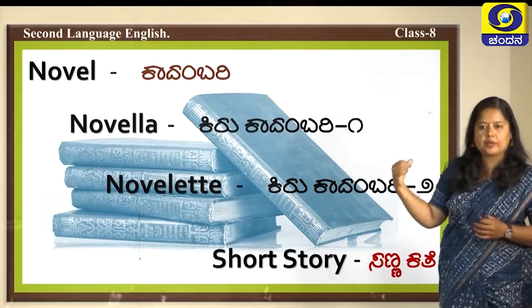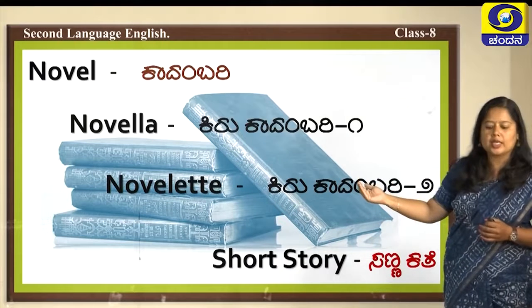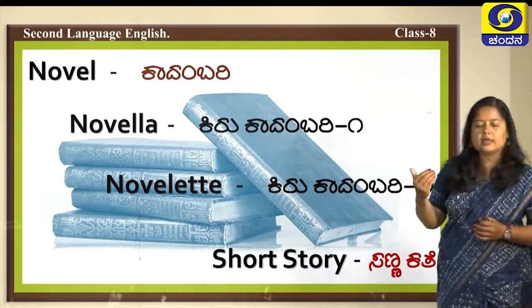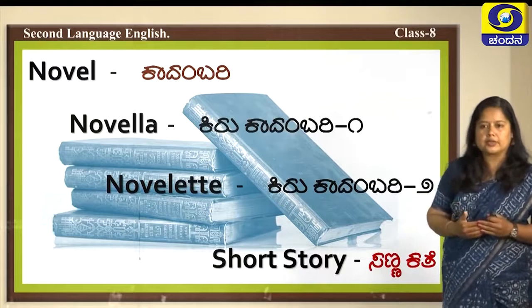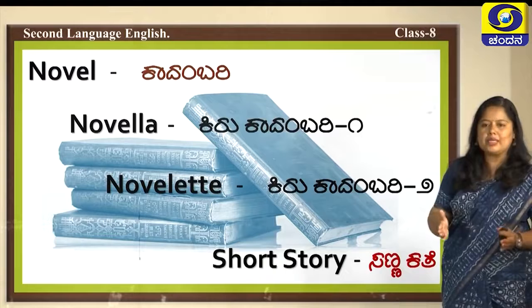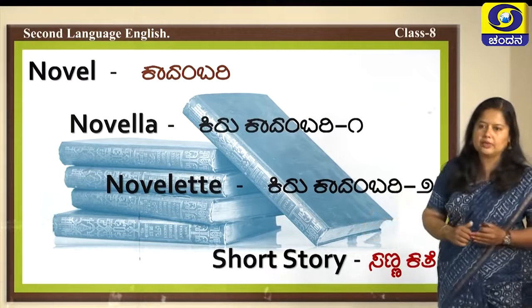Kiru Kadambari means a little smaller than a Kadambari. A novelette is the one which is shorter than a novella but bigger than a short story. It may contain about 8,000 words to 20,000 words. So, the usual normal limit of a novelette is 8,000 to 20,000 words.